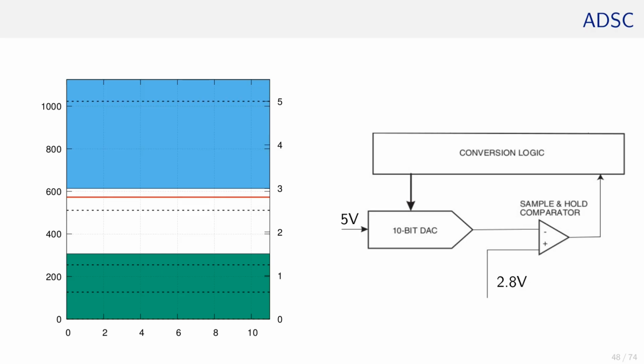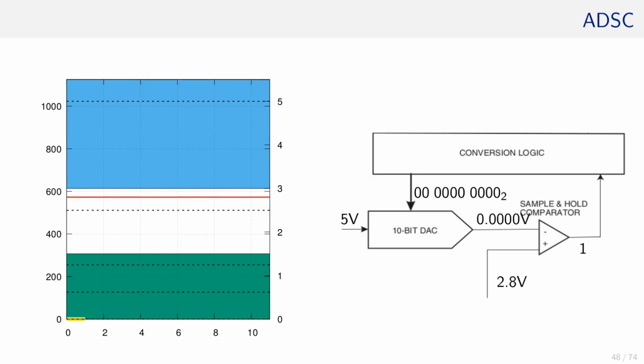The main components of the ADC are the conversion logic, which makes the decision about how to continue, a 10-bit DAC, which is able to convert a digital input into an analog voltage, and a comparator which compares the voltage coming from the DAC with the input voltage and tells the conversion logic which one was higher.